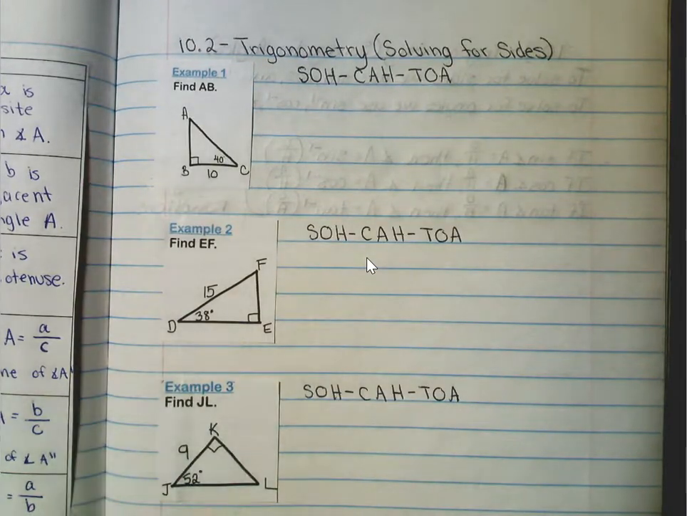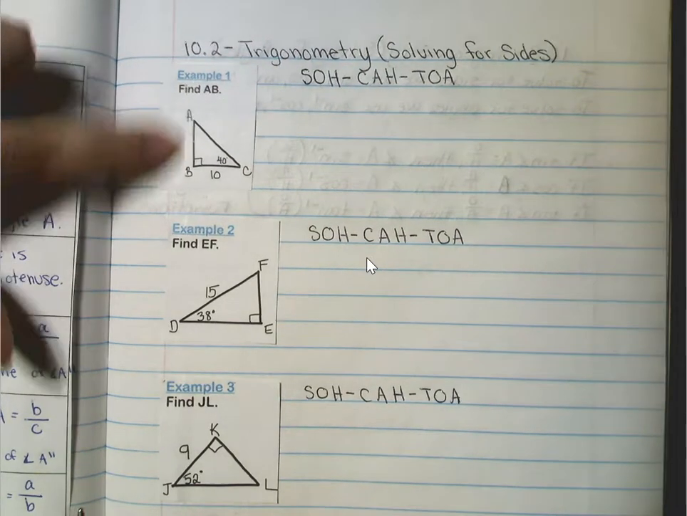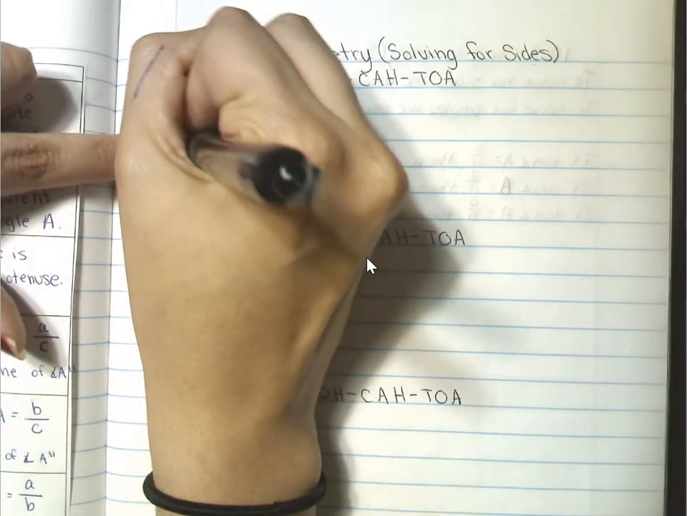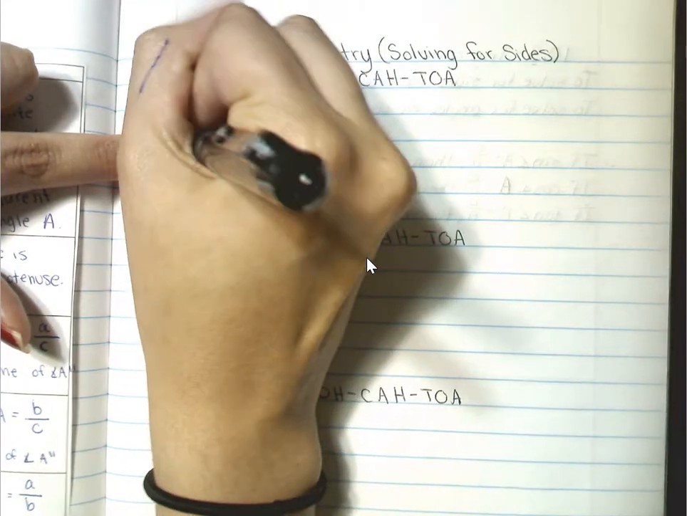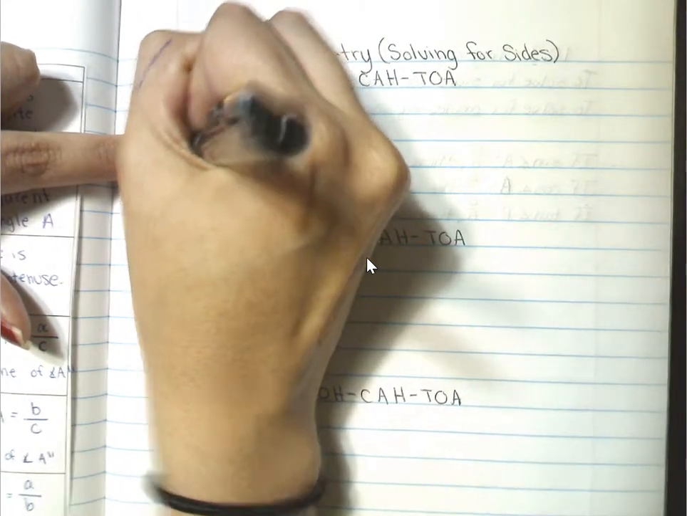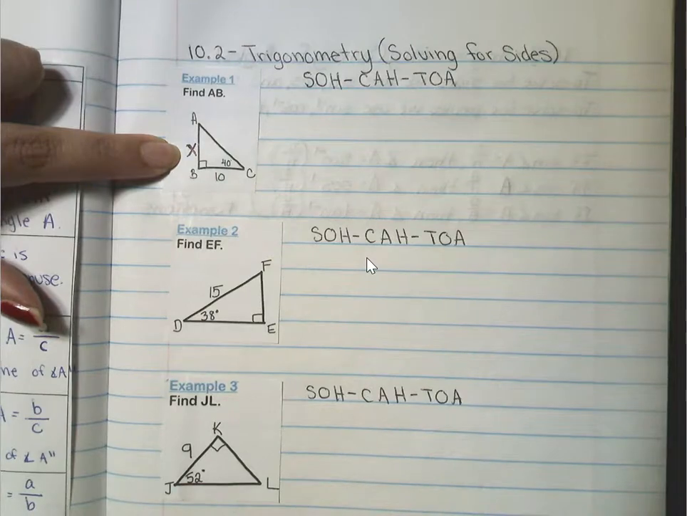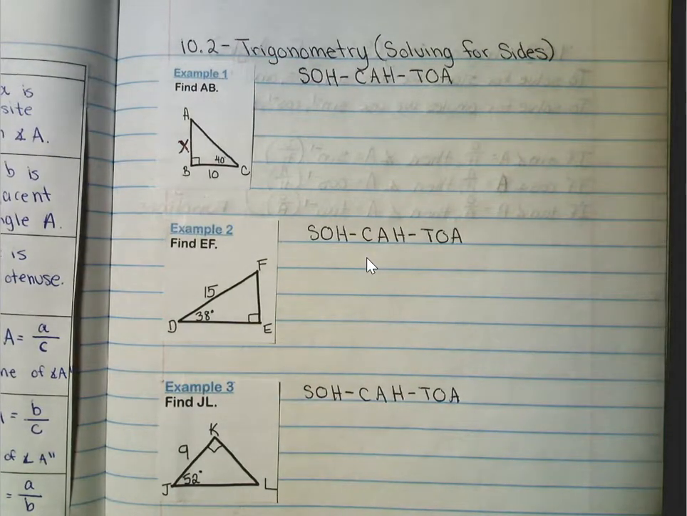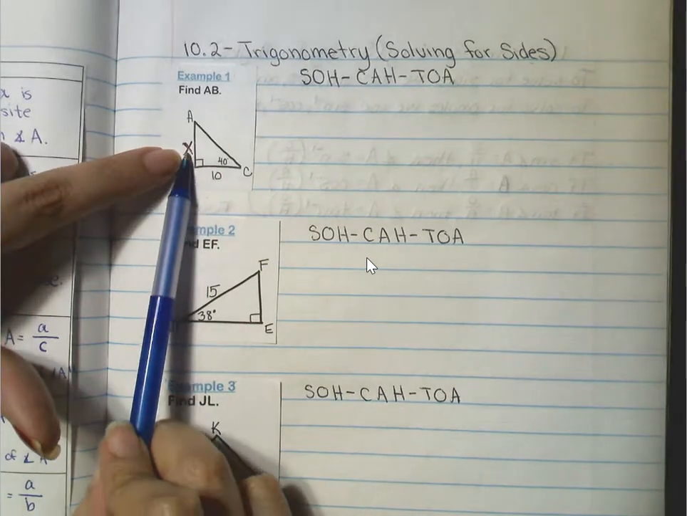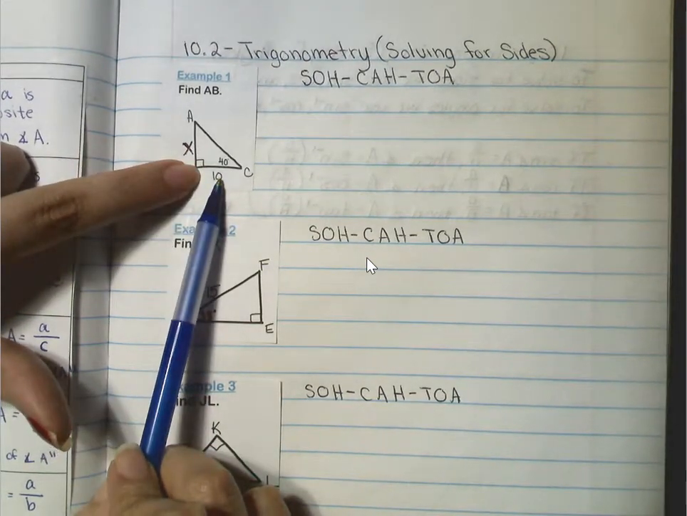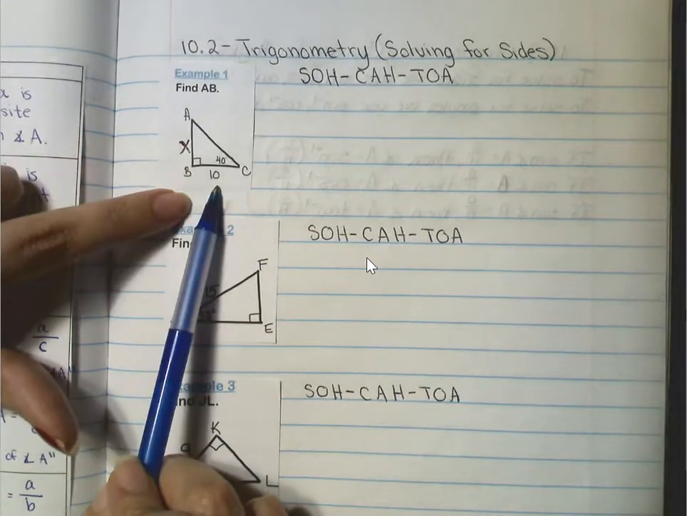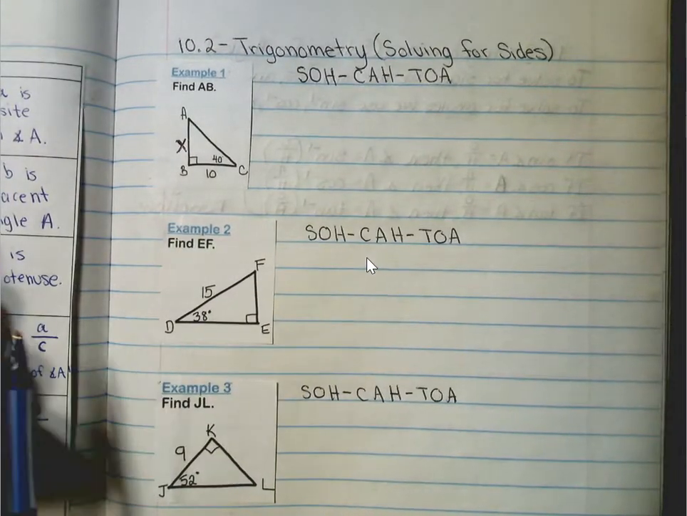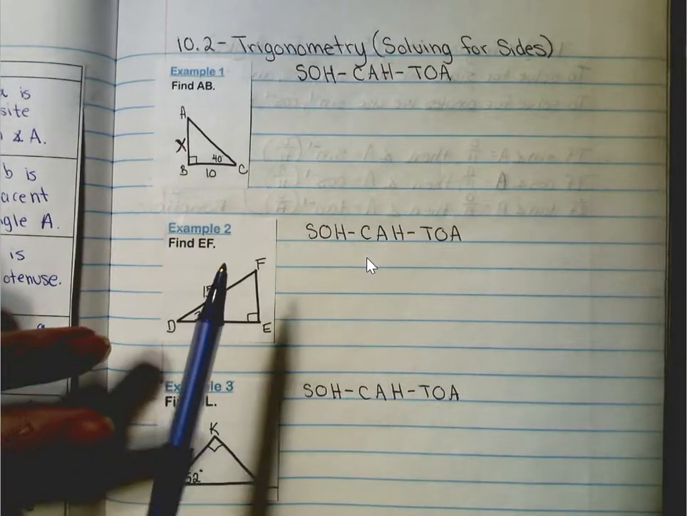So for example 1, they're asking me to find side AB. So AB is going to be my x value. It's what I'm trying to find, so I'm going to label that side with x. And since two of my sides have either a letter or a number, I'm going to identify those two sides as either opposite, adjacent, or hypotenuse.